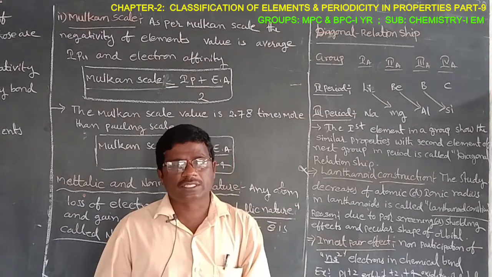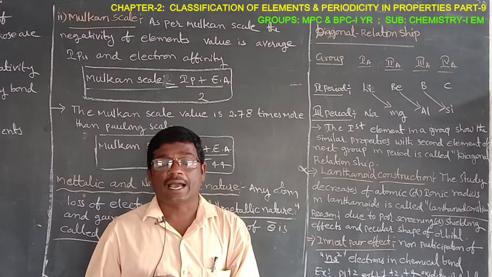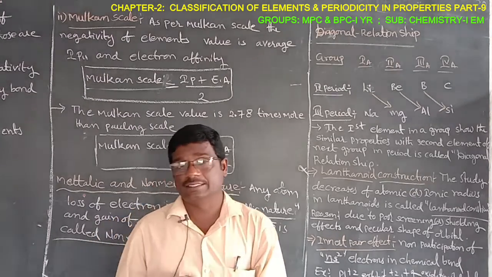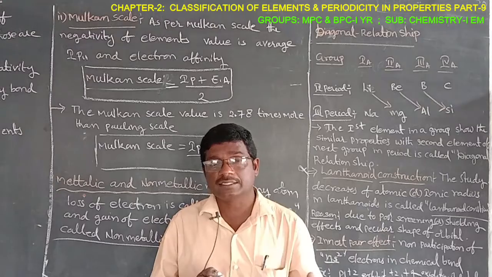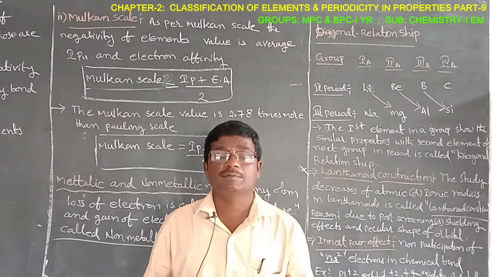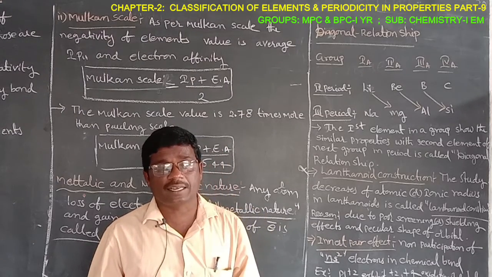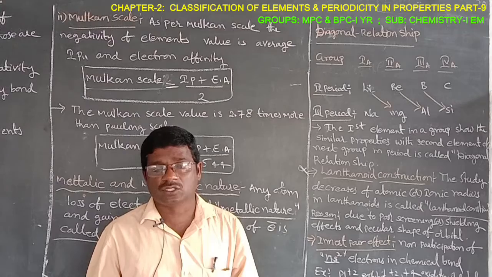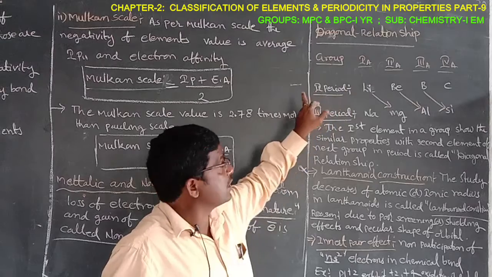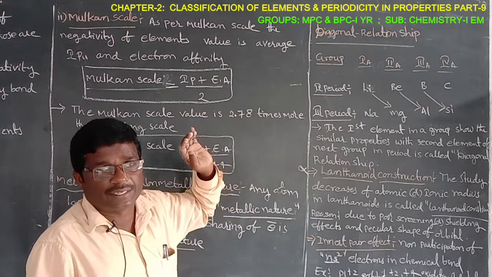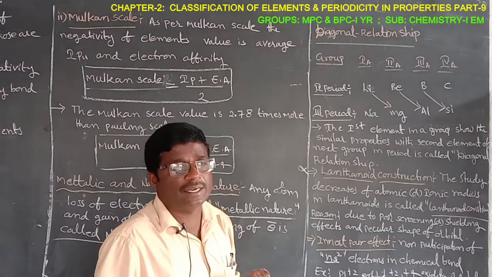Mulliken scale. The Pauling scale depends upon the average value of bond energies, only the bond energy, the average of A-A and B-B bonds. Another one is the Mulliken scale. The Mulliken electronegativity is calculated as the average of ionization potential and electron affinity, that is, Mulliken scale equals ionization potential plus electron affinity divided by 2.